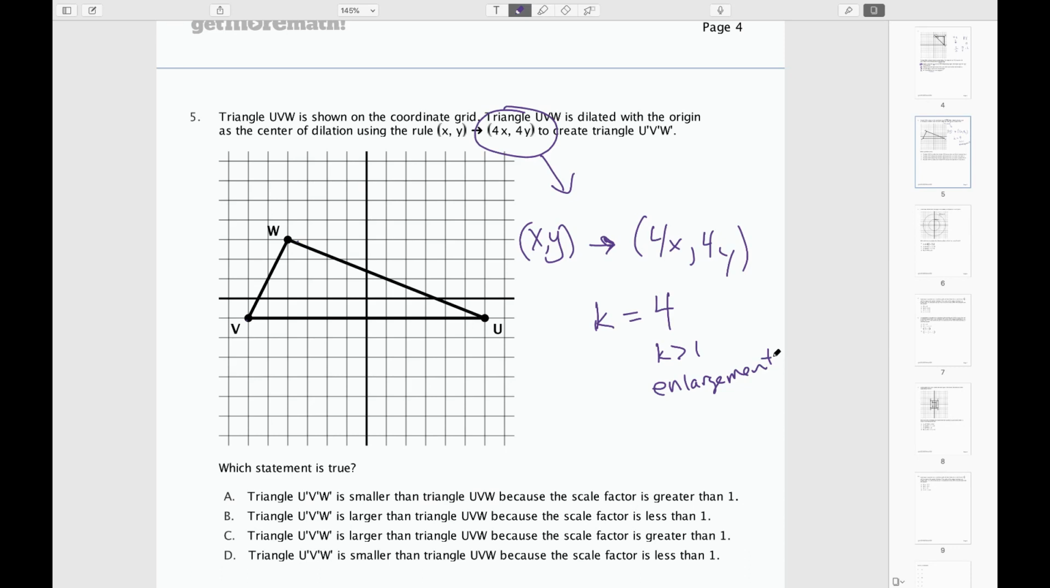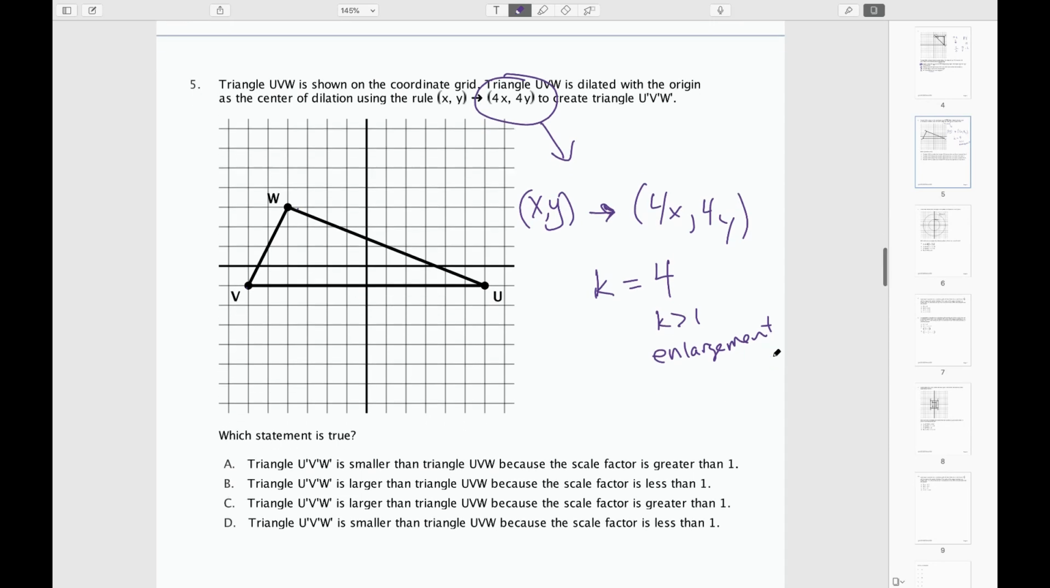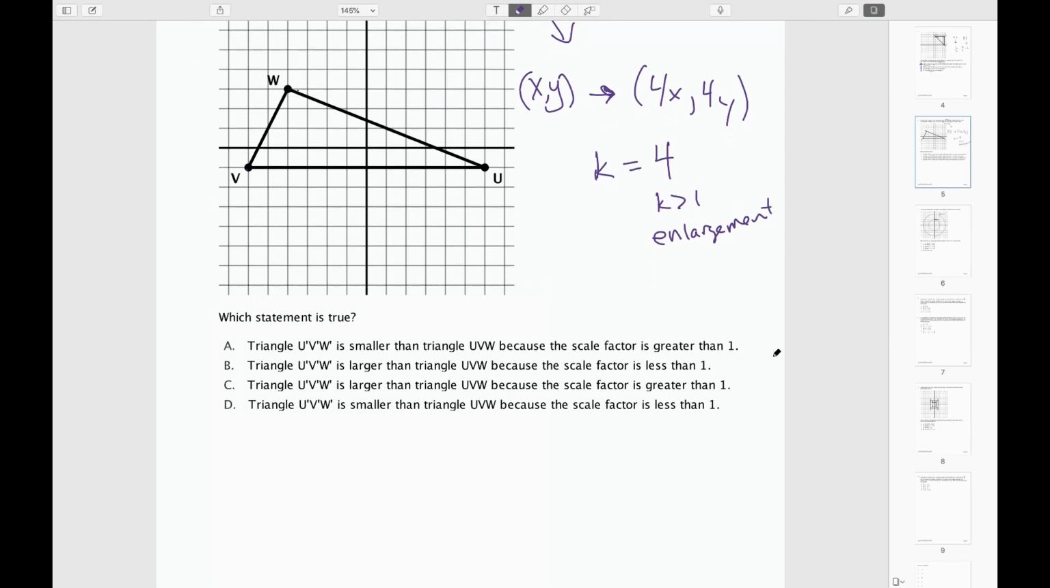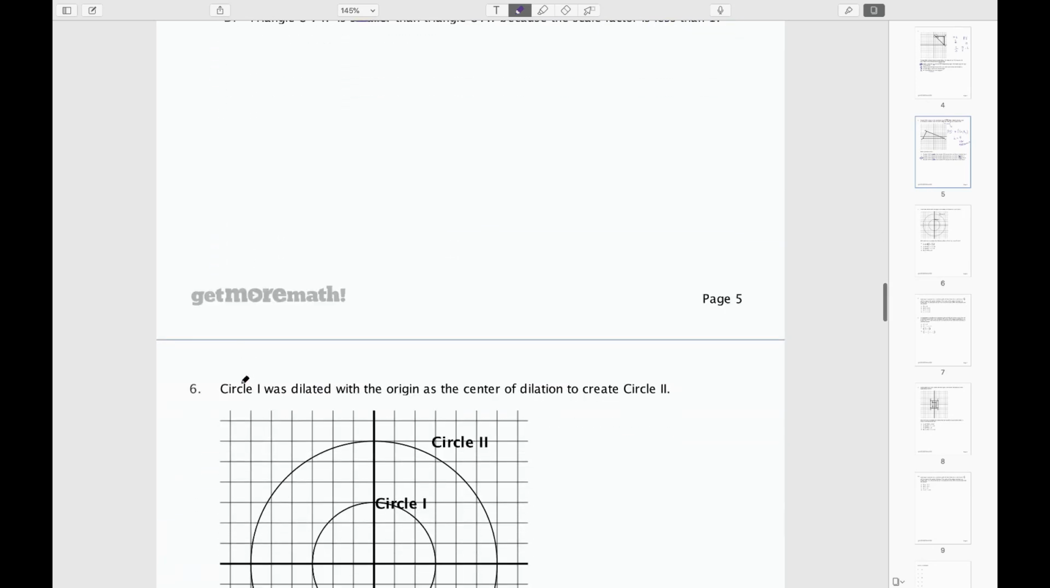I might be able to tell something about side length if they give it to me. They haven't, so let's go ahead and read. U prime, V prime, W prime is smaller. No, we just said it's an enlargement. In fact, let's just get rid of the two smaller ones. The scale factor is larger than 1, so it's an enlargement. U is larger than the triangle because the scale factor is less than 1. Meh, it's greater than 1. It's larger, so it's going to be C. All right, so that's a type of problem that you have to see.